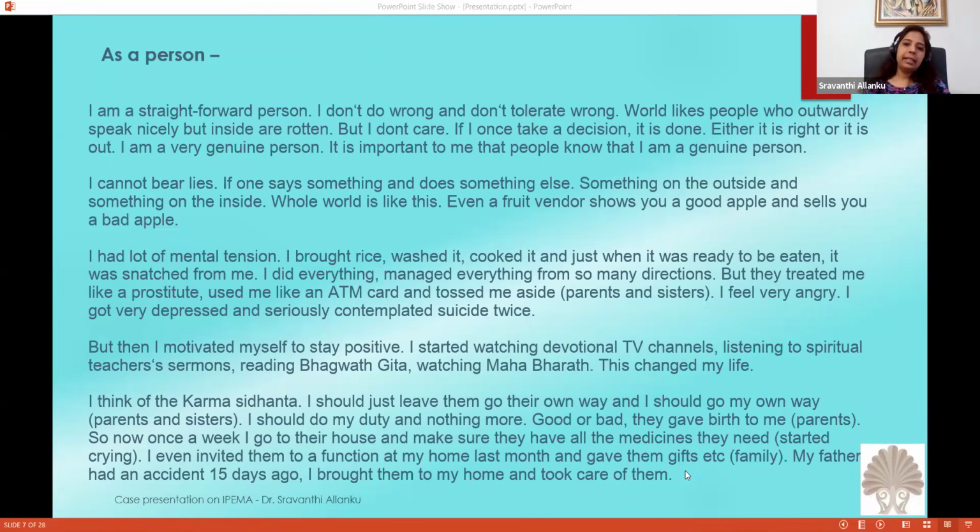And this is the point where he started crying, and he actually cried very earnestly for almost 3 to 4 minutes. So this is the deepest point in his emotional experience, and it is very important when we analyze the case at a later point. So please take a note of this. He then says, I even invited them to a function at my home last month and gave them gifts, that is, to his family, his parents and his sisters. My father had an accident 15 days ago. I brought them to my home and took care of them.